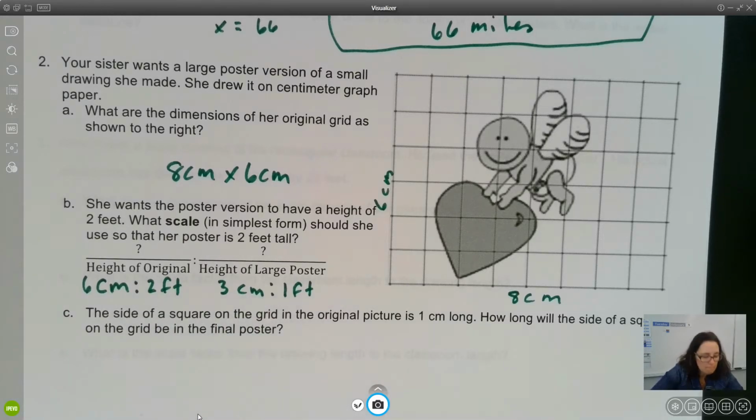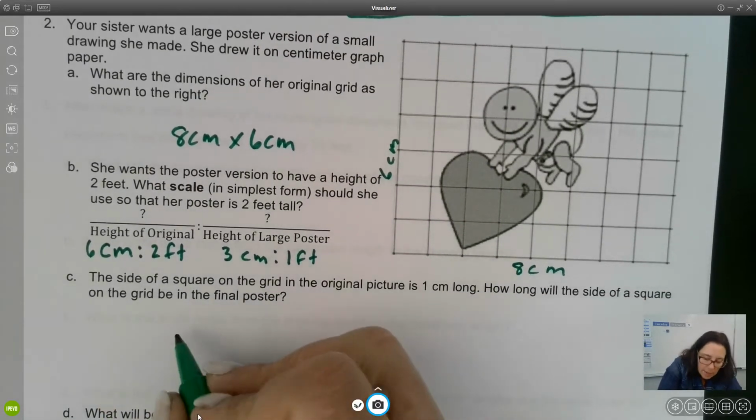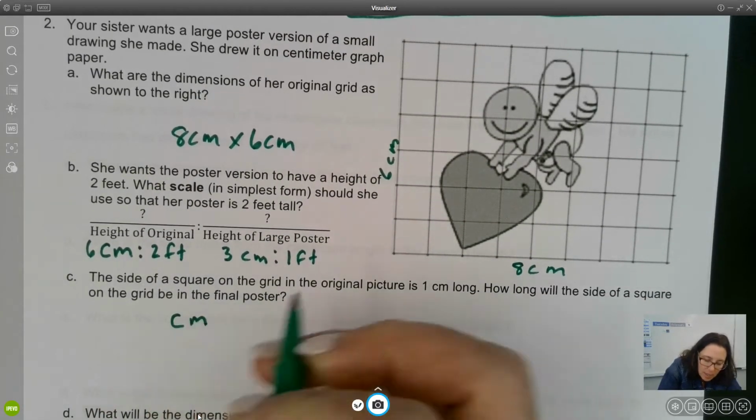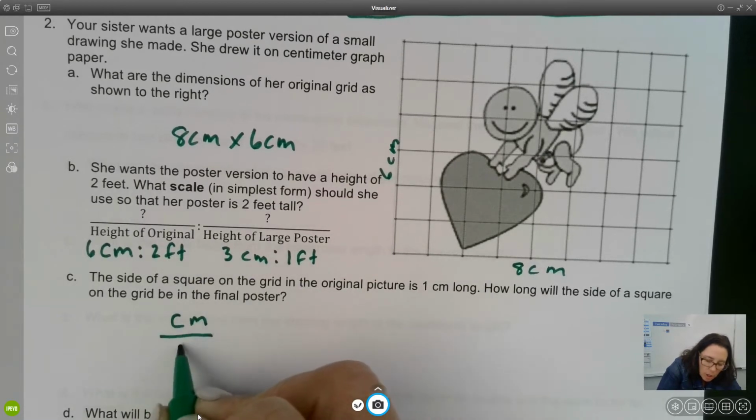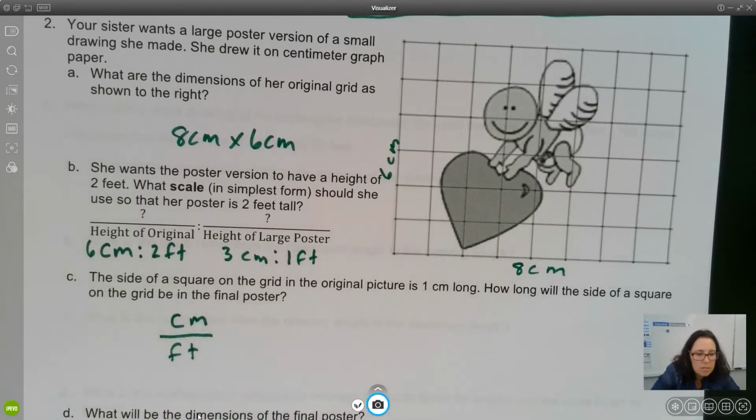Okay. All right, the side of a square on the grid in the original picture is 1 centimeter long. How long will the side of a square on the grid be in the final poster? All right, so I'm going to have centimeters on the picture over feet in real life.